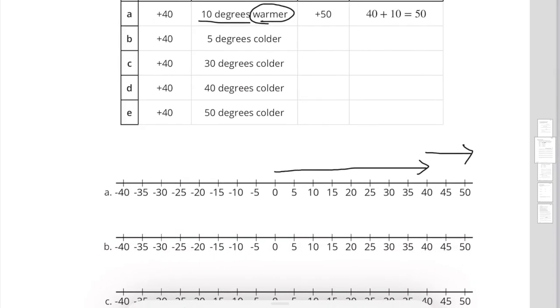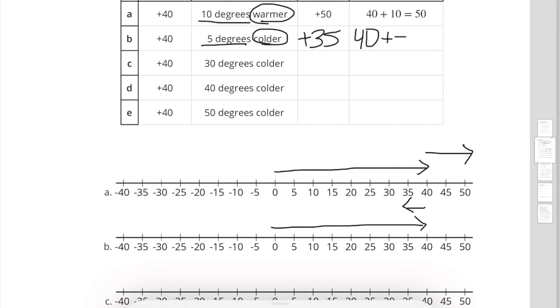Okay, for B, again, I start at 40 degrees, so 0 to 40. 5 degrees is my amount of change, but this time I'm getting colder, so that means I need to move to the left 5 degrees. So you always start where you left off. So 5 degrees left would put me at positive 35 degrees. So our addition equation would be 40 plus negative 5 equals 35.